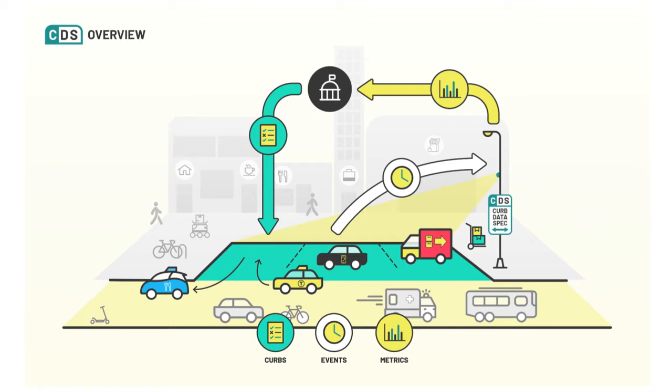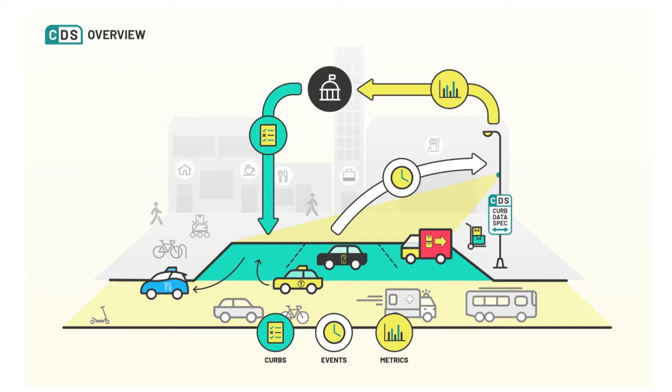This is a little picture of how it works. The government sends out, in green there, a list of all the locations in the curb and what the rules are and when it's available, and even what the availability of the spaces are. And then events come back as people use the curb, taxis, TNCs, delivery, et cetera, and then that gets rolled up into metrics, which come back to the city to improve those curb spaces.